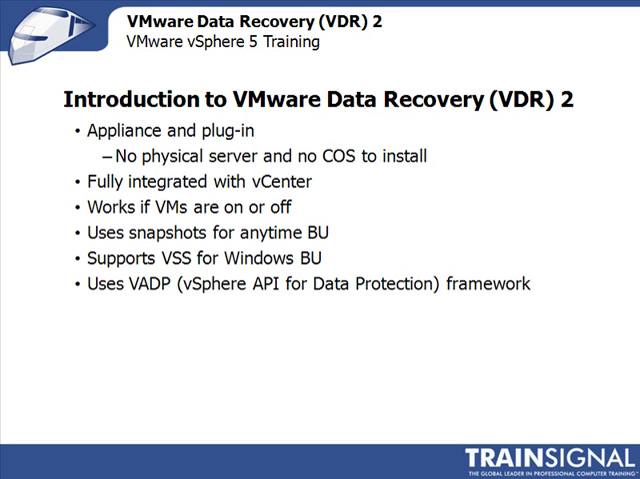It works if virtual machines are powered on or off, so it can even back up powered off virtual machines. It uses snapshots for anytime backup, and it supports Microsoft's Volume Shadow services for Windows backup as well to ensure that you get virtual machine backups that have application integrity. It uses VADP, or the vSphere API for Data Protection Framework, so it's actually using vSphere's API for data protection, similar to what some other third-party backup tools do, but not all third-party backup tools.